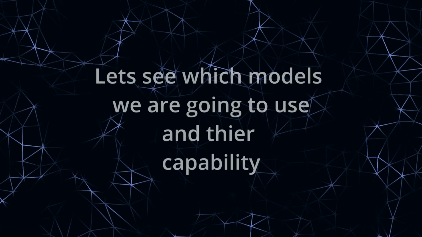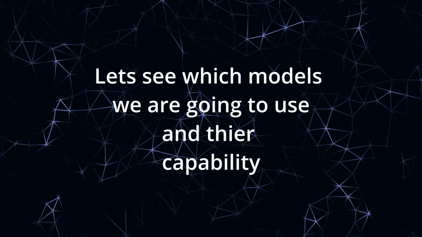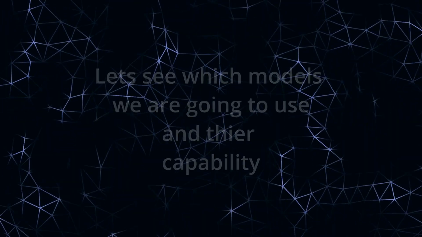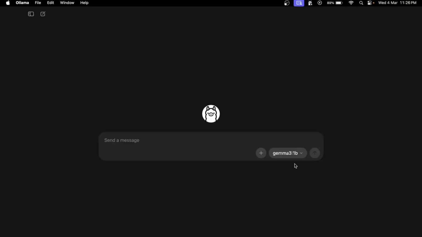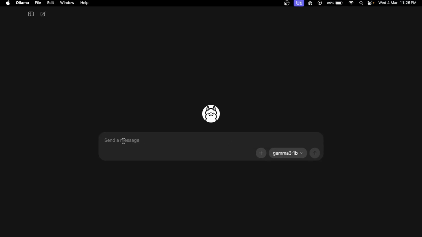Before we go to the feature extraction step, let me show you which models we are going to use and their capability on complex questions. For our non-reasoning model we are using Gemma, and for our reasoning model we will be using the LFM thinking model. Let's see a classic question with our non-reasoning model. How many R's are there in strawberry? So it says the answer is 1, which is wrong.